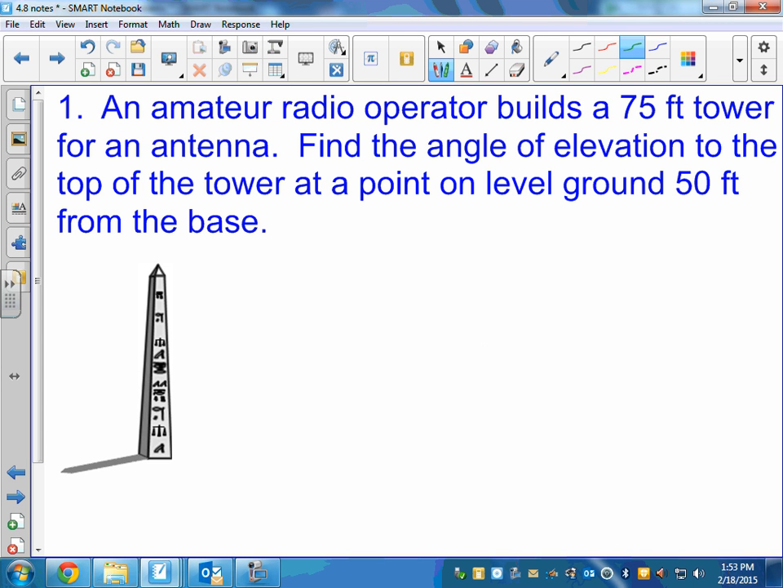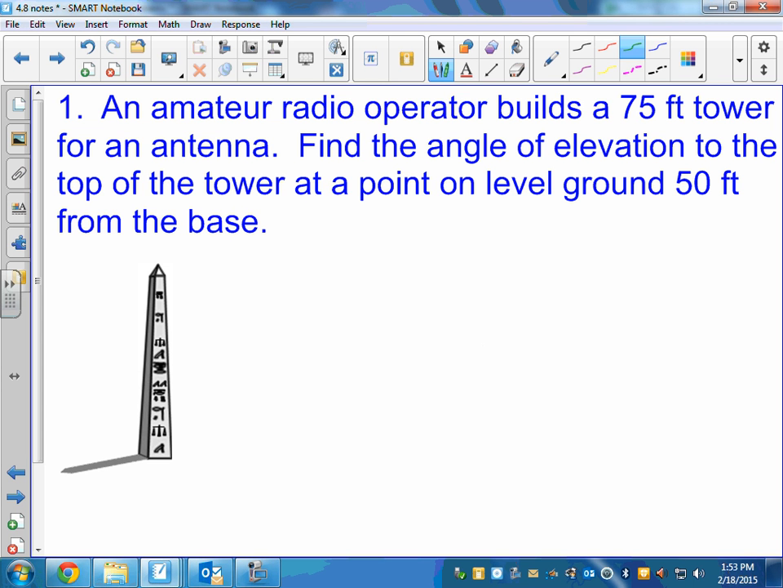An amateur radio operator builds a 75-foot tower for an antenna. I'm aware this is not a very good tower. Find the angle of elevation to the top of the tower at a point on level ground 50 feet from the base. Is this an Egyptian radio tower? Kind of looks like the Washington Monument, an Egyptian radio tower, we decided. You know, it's a tower, whatever.